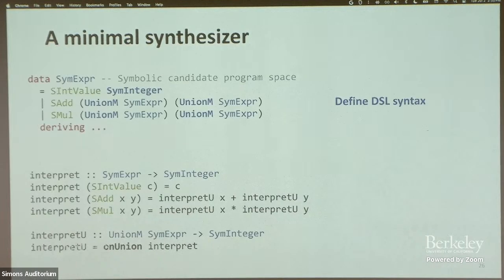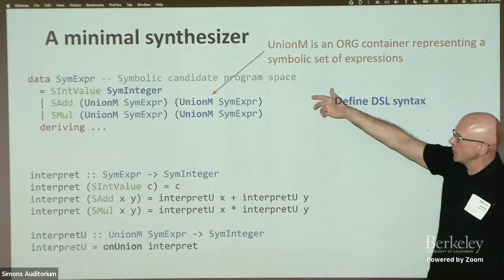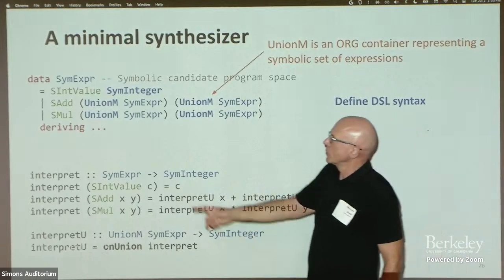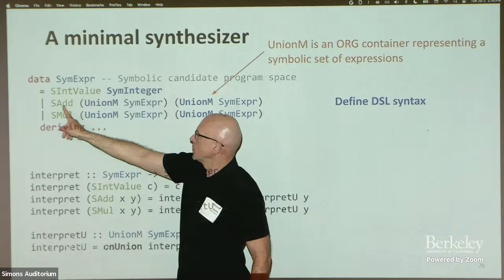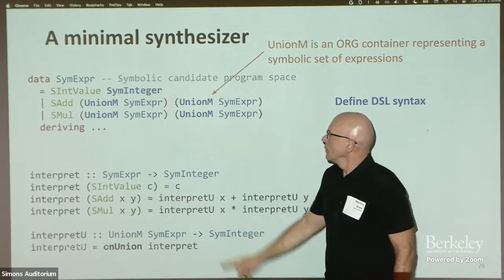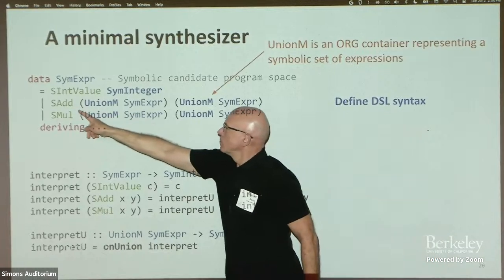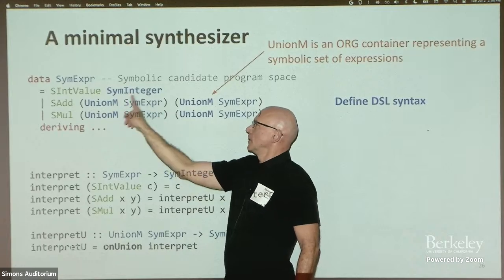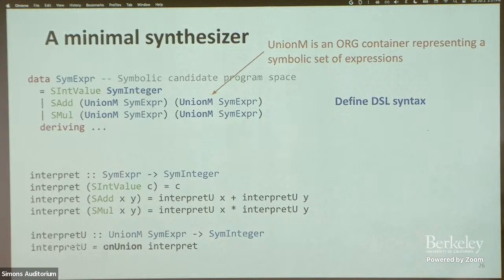So first, you define your DSL syntax here. You can see this is just a grammar, but it is just the data type in Haskell, right? So it is a symbolic expression. It's either a symbolic integer or an addition or multiplication, which is recursive. The only thing that is different is that the children here are Union M, a monad that includes this. The Union M is this container that contains the list in it, each with some symbolic condition.